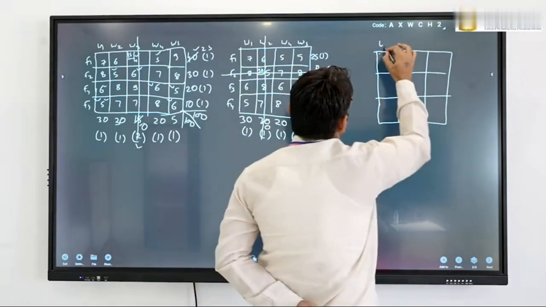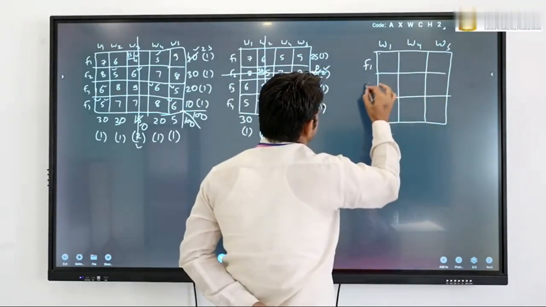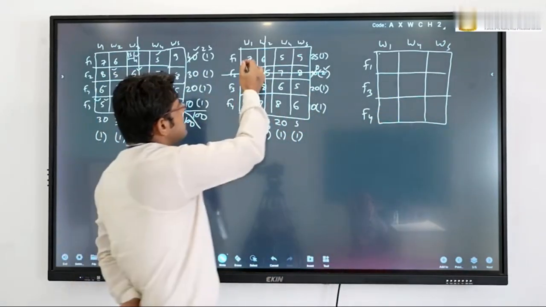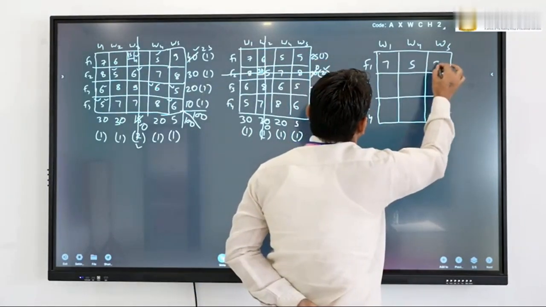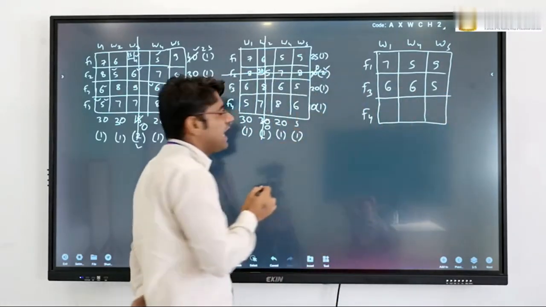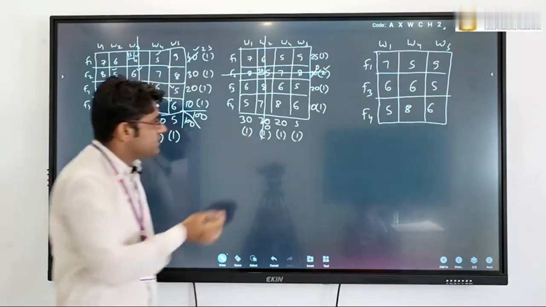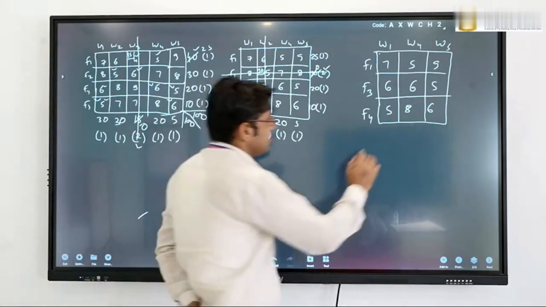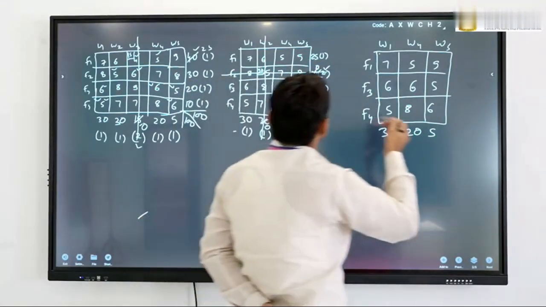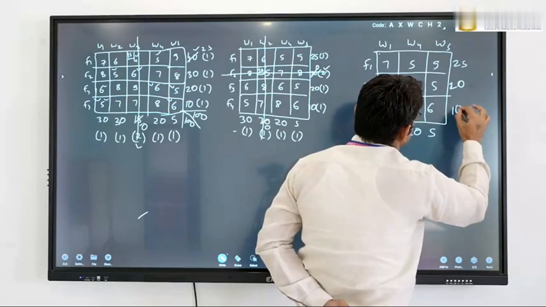Now here remaining W1, W4, W5 and F1, F3, F4. Here the cost cells are 7, 5, 7, 5, 9 and next is 6, 6, 5, next is 5, 8, 6, and demand is 30, 25 and supply is 25, 20, 10, 25, 20 and 10.